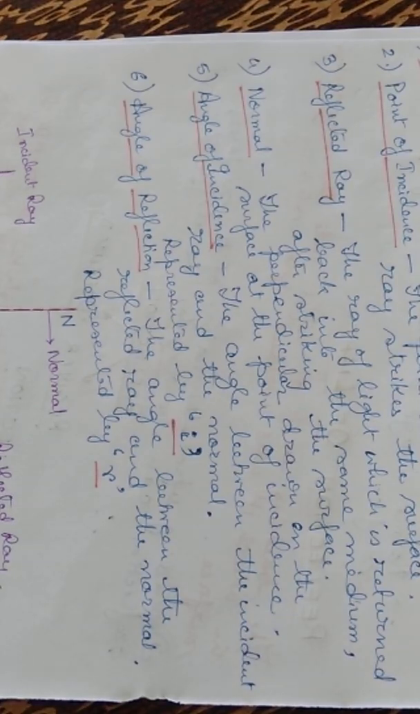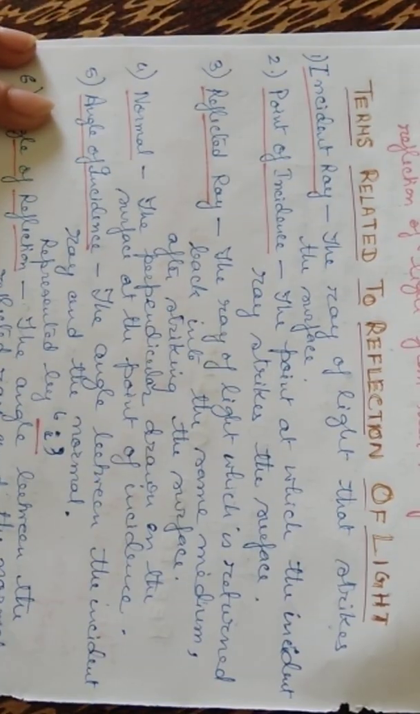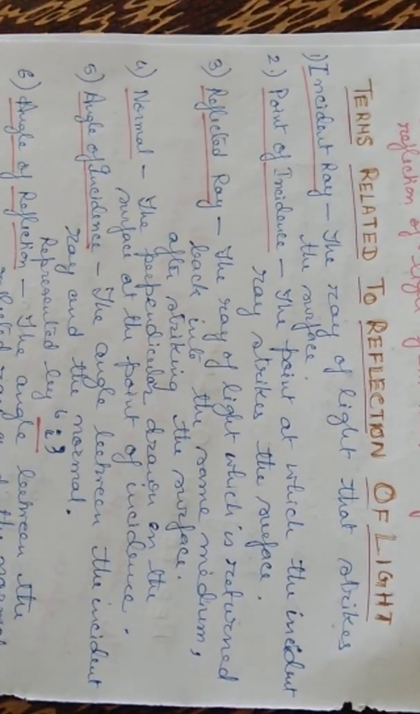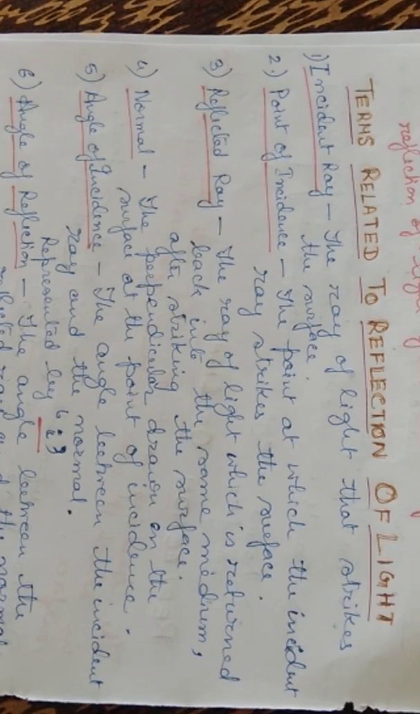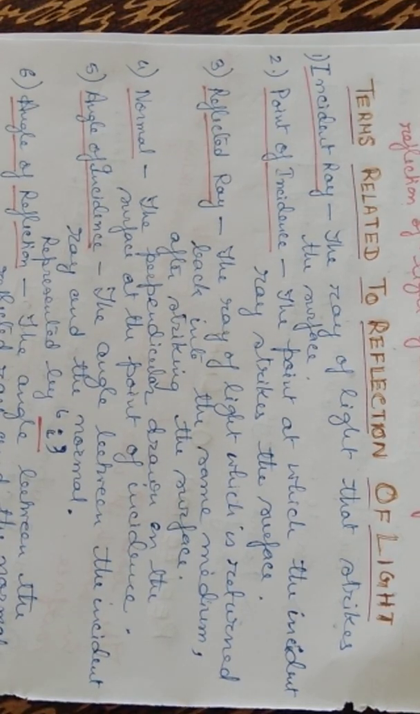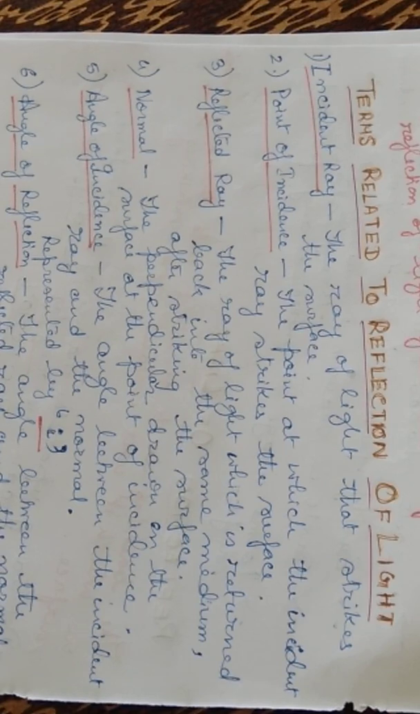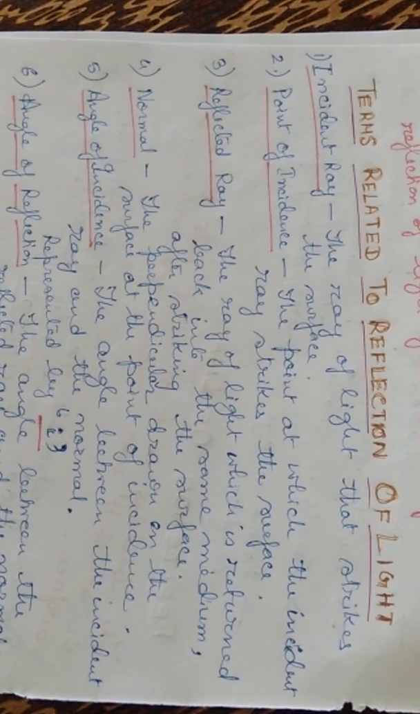When there is a polished or smooth surface and light striking on it, that light ray which is striking on that surface is known as the incident ray. The ray of light that strikes the surface is the incident ray, and the point at which the light ray is striking the surface is known as the point of incidence.